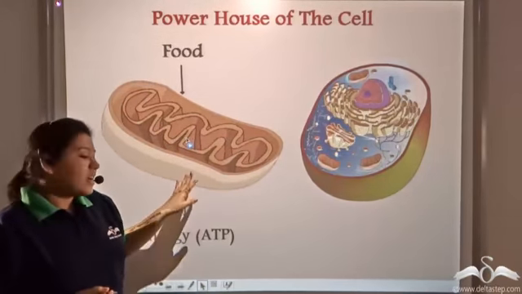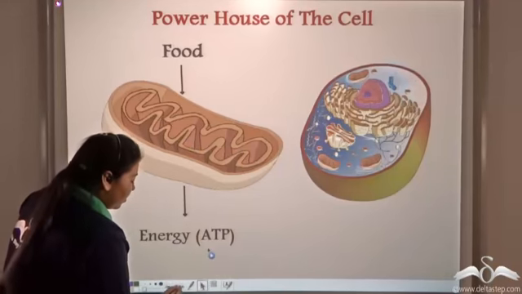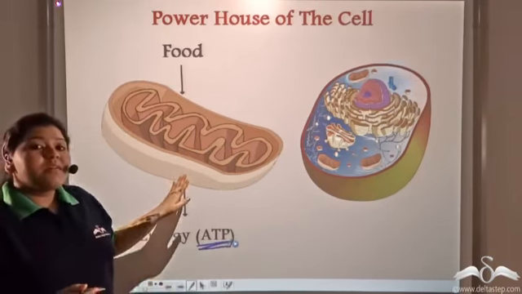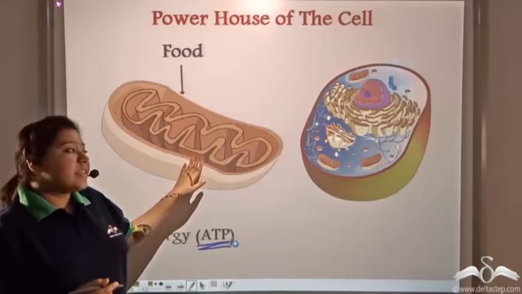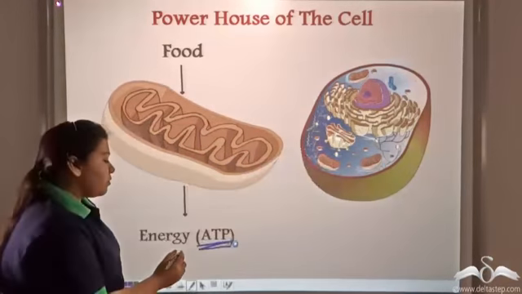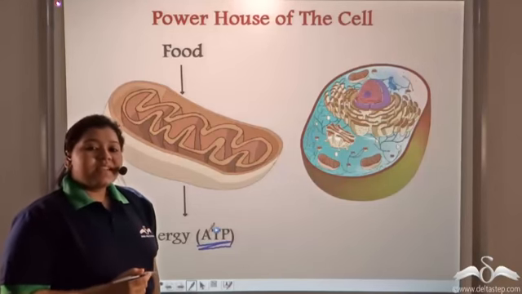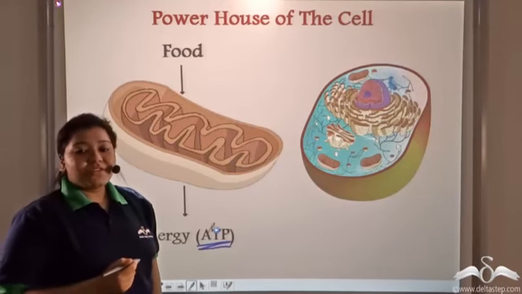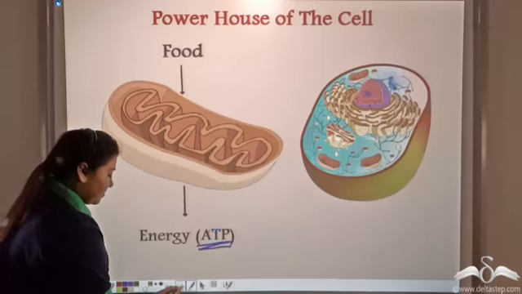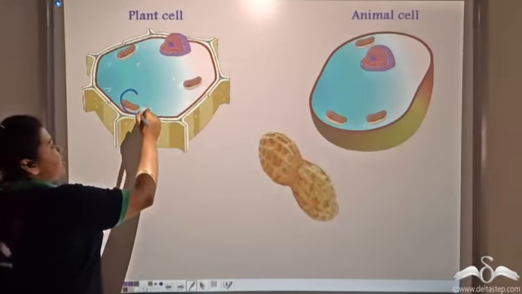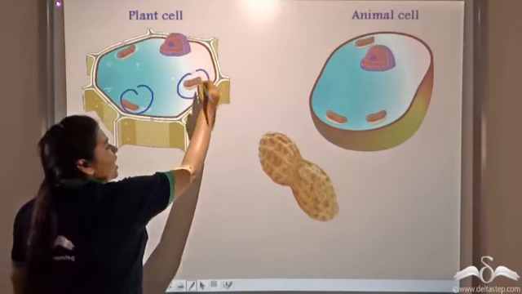Now the ATP that is generated by this organelle is taken up by the cells to perform all the bodily activities. So ATP is the energy currency of the cell. So these organelles are present in both plant and animal cells.